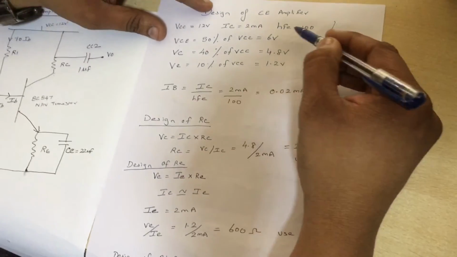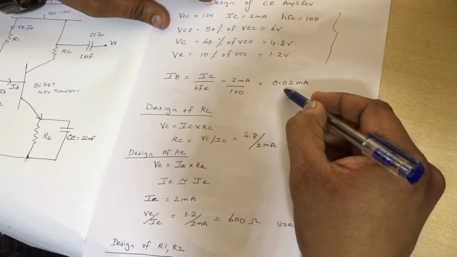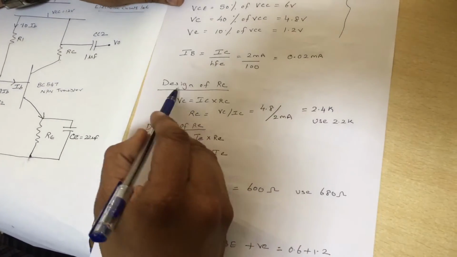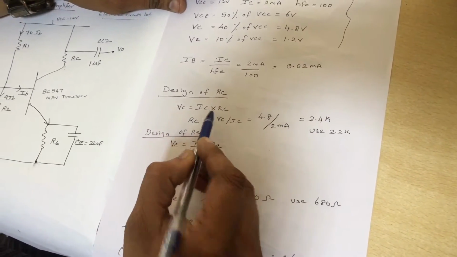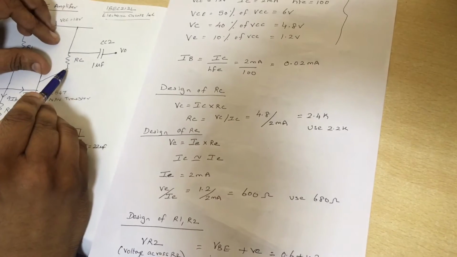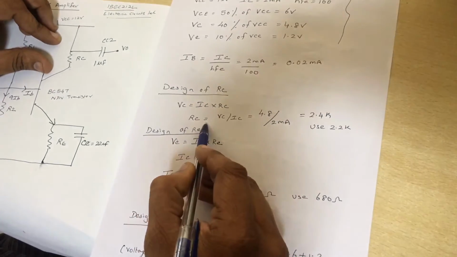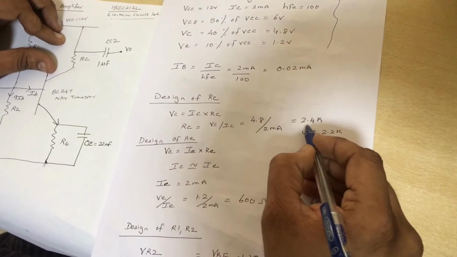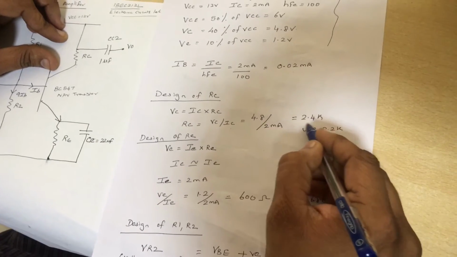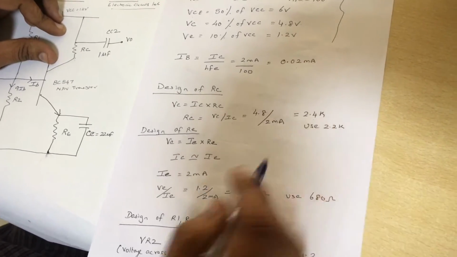Since we know HFE and we know IC, we can calculate IB, which comes to 0.02 milliamps. And we are going to see the design of RC. VC is equal to IC RC, that is, the voltage drop across this is nothing but IC into RC. Since we know VC and IC, we can calculate RC, and we get 2.4K. Since in the lab we can't get 2.4K, we're going to use 2.2K.